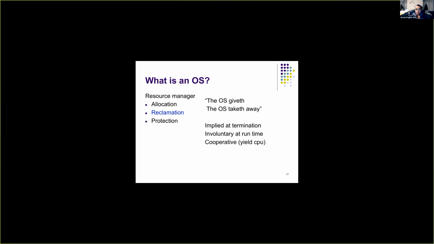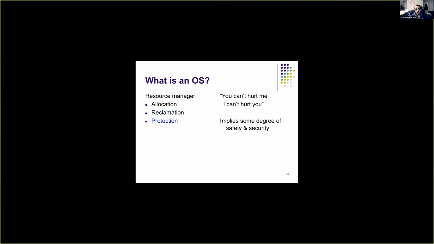For instance, a process, when it knows that it doesn't need the CPU anymore, can actually yield the CPU so that the operating system can use the CPU to run other processes. Finally, it also needs to protect the resources so that they are not overused by the processes. And it needs to make sure that the resources are not abused by malicious processes or improperly working processes.